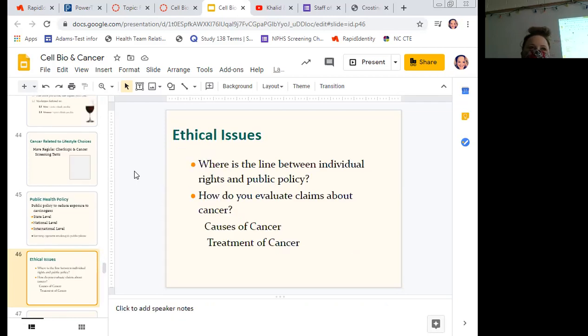Public policies, we've talked about this. Ethical issues. The biggest one here is obviously that it is your right to smoke. It is also my right to not want to be around smoke. So where do we draw the line between rights and public policy? What they've done is you can smoke all you want to, but you've got to be out on the sidewalk. You can't smoke on our property. You can't smoke on school property. Designated areas for smoking.